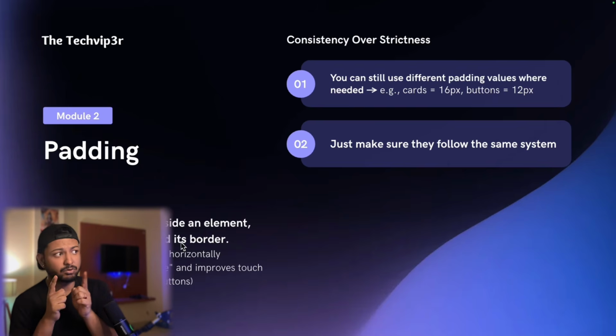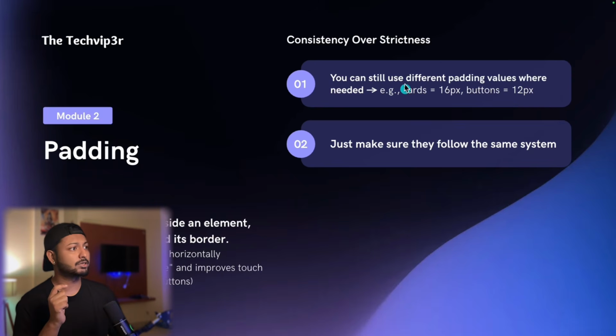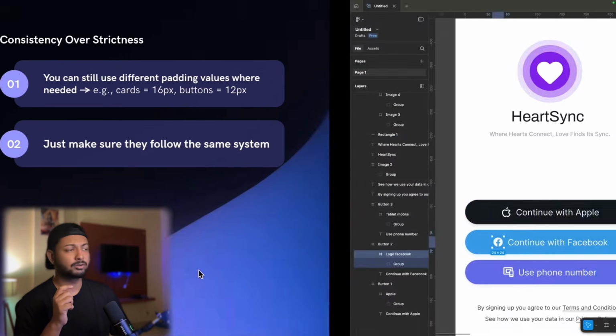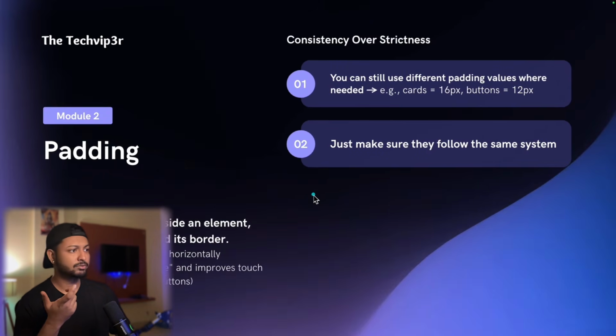The user should understand, okay, what you are trying to do. So from here you can understand what I am trying to do, like buttons and all. So if it's clear, it's okay. Just make sure they follow the same system. That's it.